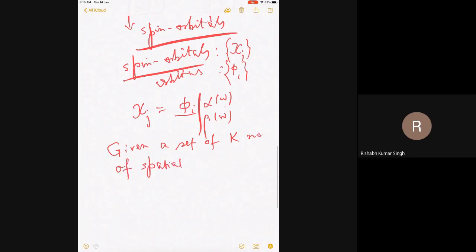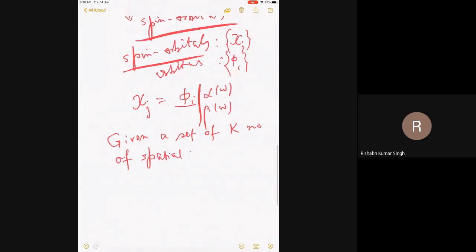remember, these are nothing to do with eigenfunctions. I'm just talking of any one electron function. Given a set of k spatial orbitals, we have 2k number of spin orbitals. I hope it's clear for all of you. Because each of them can be independently multiplied by alpha omega or beta omega, alpha or beta spin.